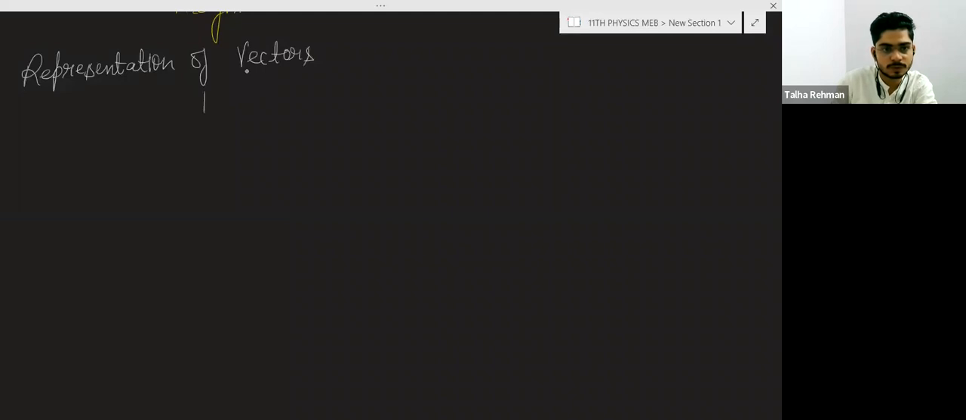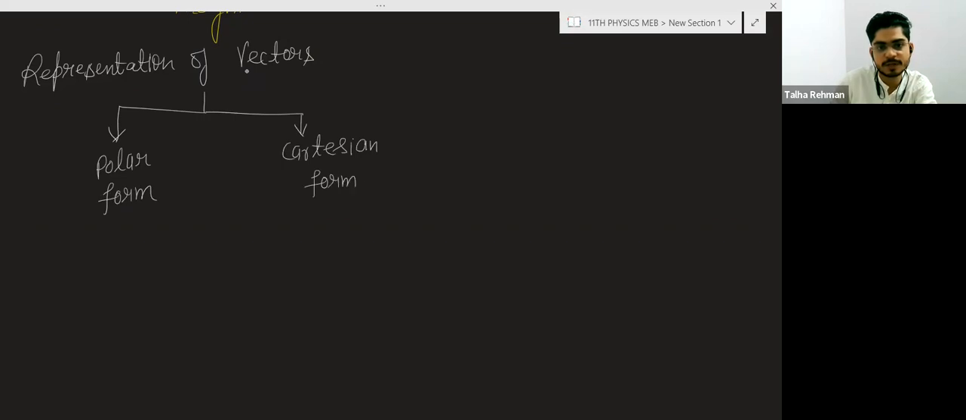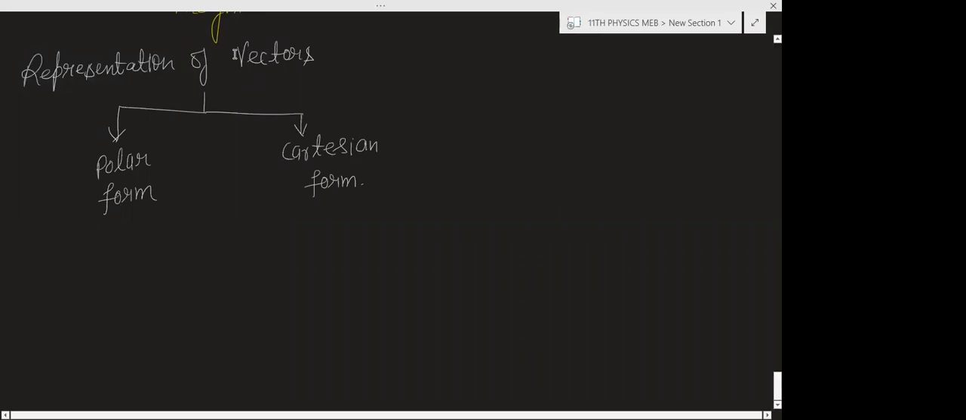Representation of vectors. Vectors can be represented either in polar form or Cartesian form. Have you heard the name Cartesian coordinates? Cartesian coordinates. No, sir.